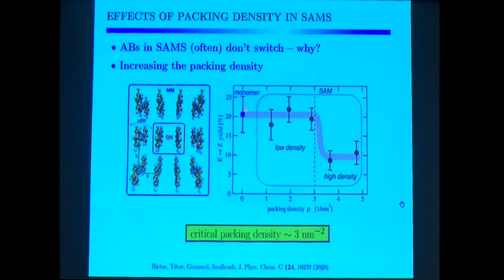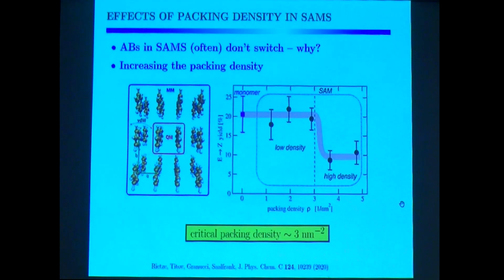And in fact, one finds that when the packing density is relatively high, like in many experiments, then the switching probability from trans to cis is very low. And if you go to a very diluted situation where the average distance between the switching molecules is sufficiently large, then the switching probability approaches that of the monomer again.